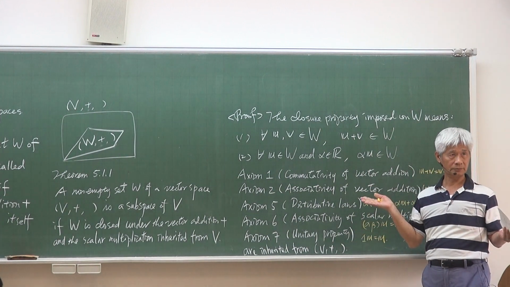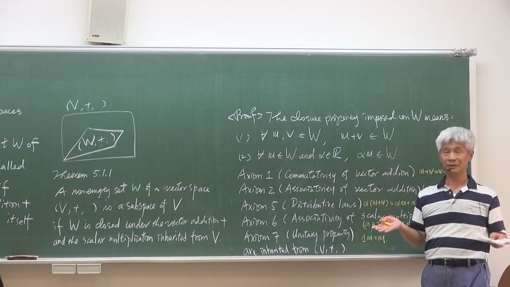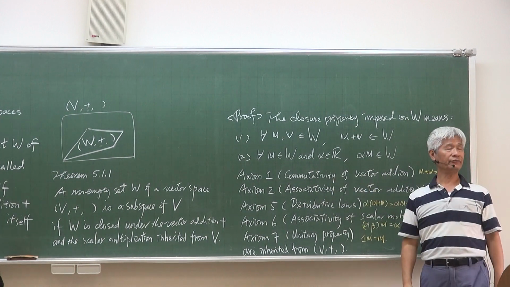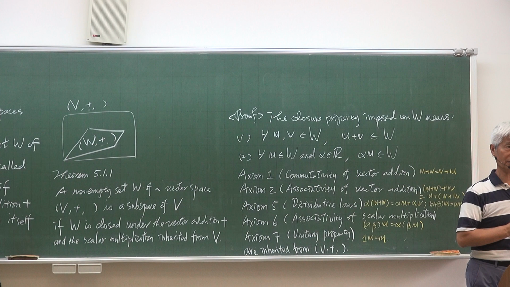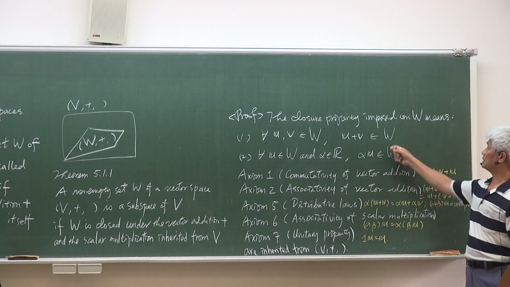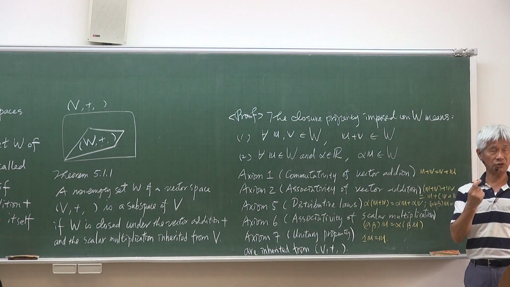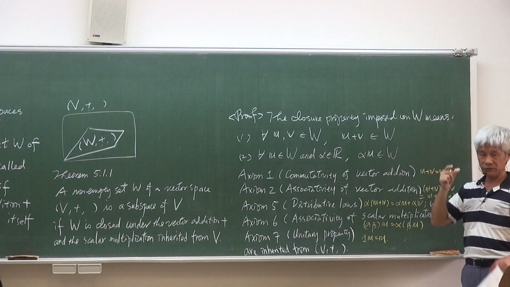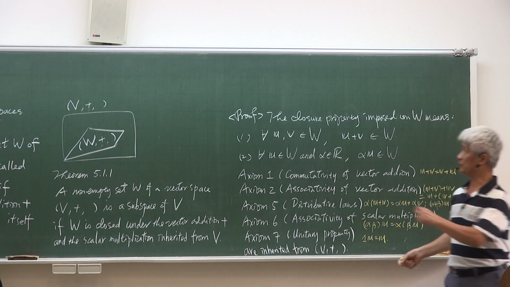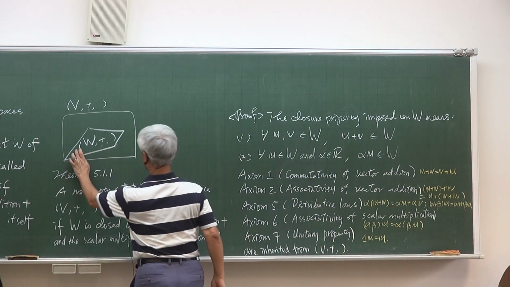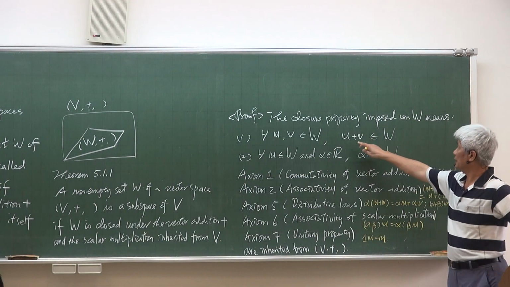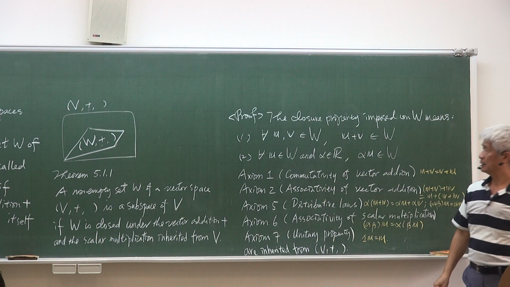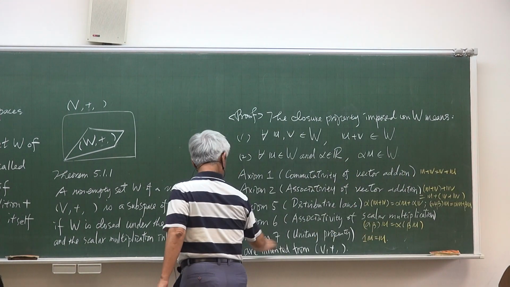So the 7 axioms are inherited from the original vector space. No problem. The only question is axiom 3 and axiom 4. Do we have a zero vector for W? So we should check whether this subset contains a zero vector, if it has a closure property. So now we check.